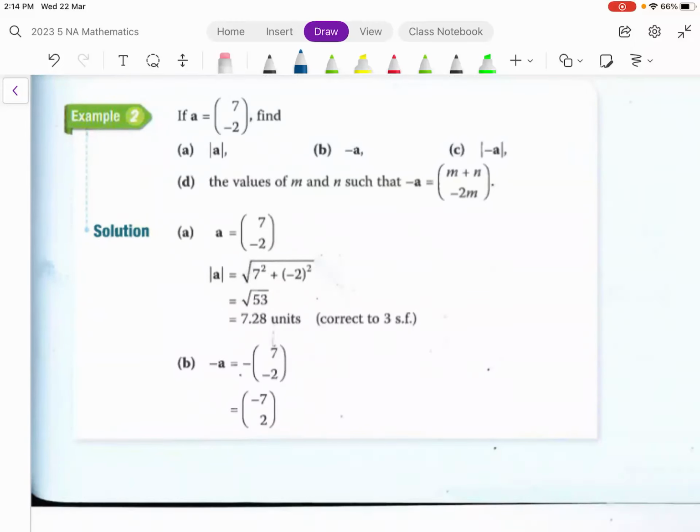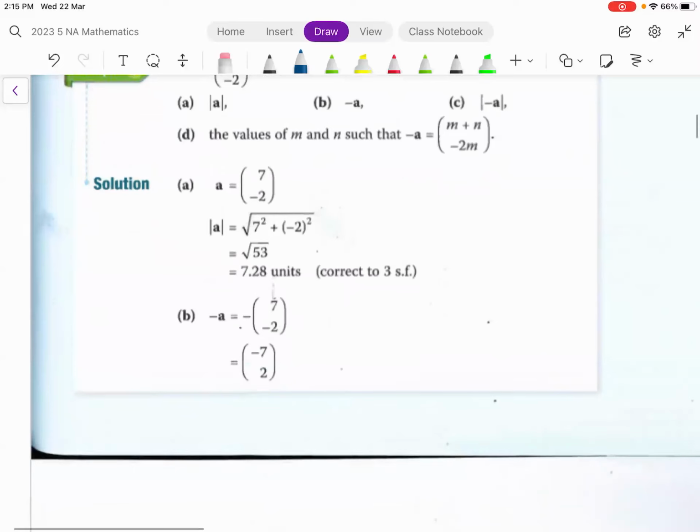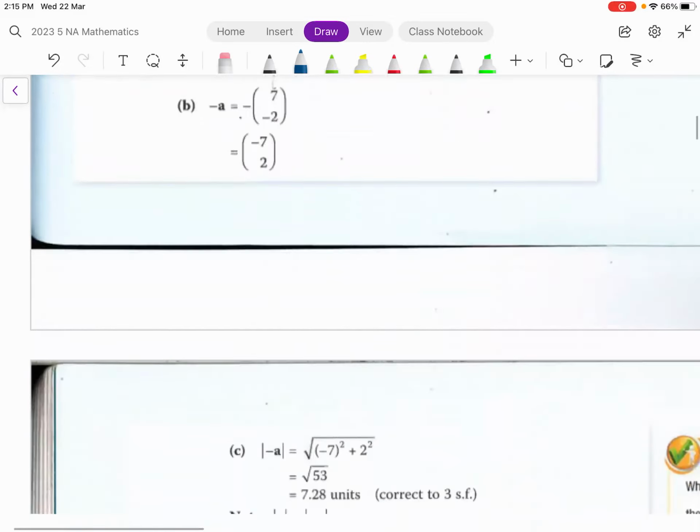Okay, part B, -A. Put a negative sign in front of the vector A. And what does it look like they did over here? Instead of 7, it became -7. Instead of -2, it became +2. What does this working look like to you? Huh? Matrix, right? It looks like your scalar multiplication for your matrix. Remember, the matrix multiplication of two types are scalar and matrix multiplication. So this looks totally like our matrix scalar multiplication. It's the same. And then part C, the magnitude of the vector in the opposite direction, we know that it has to be the same answer already.